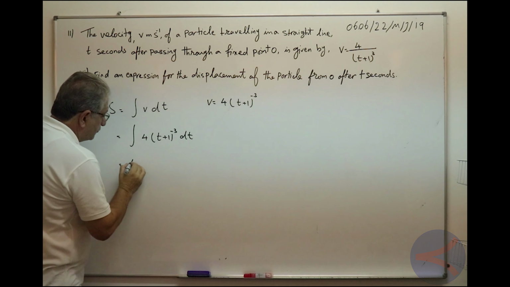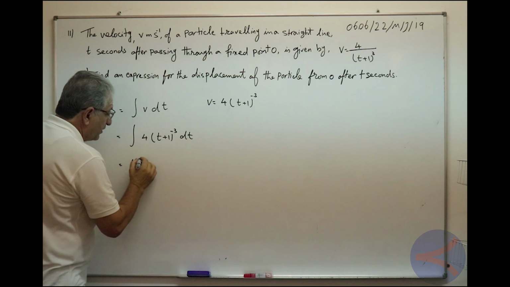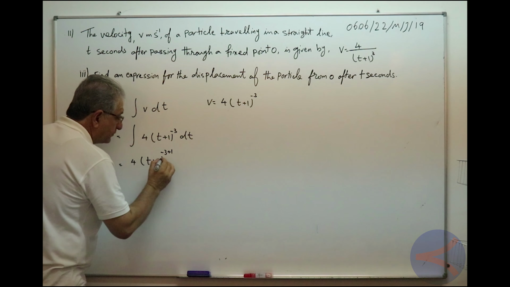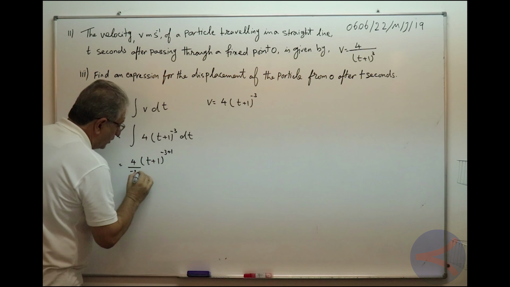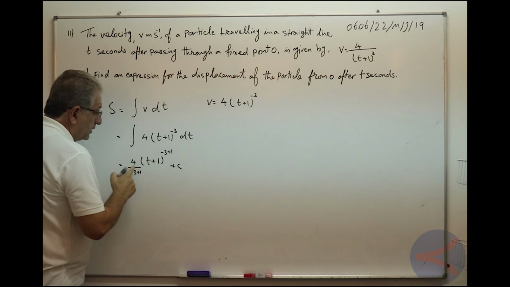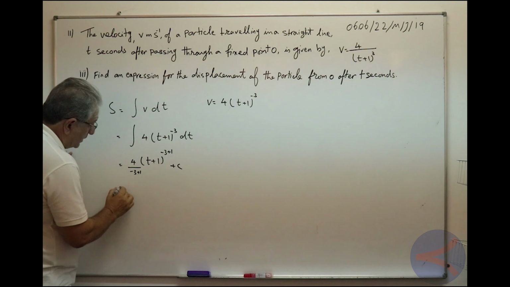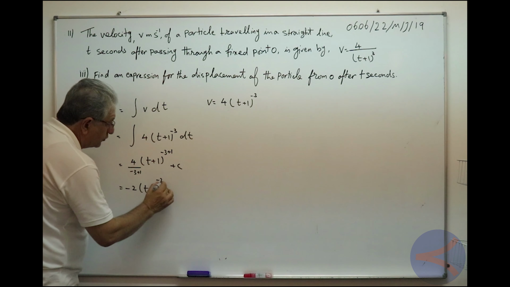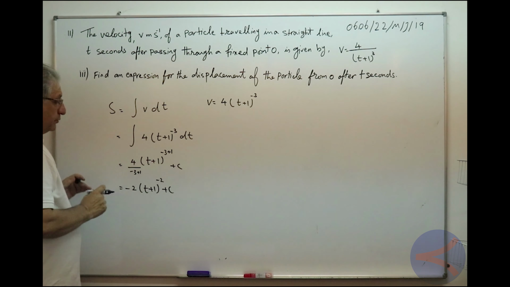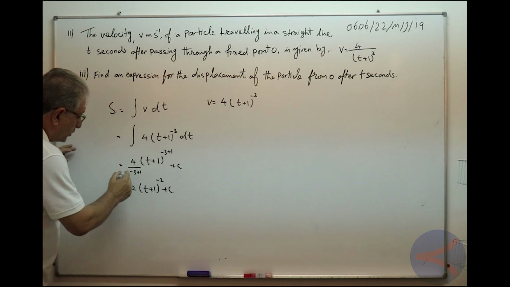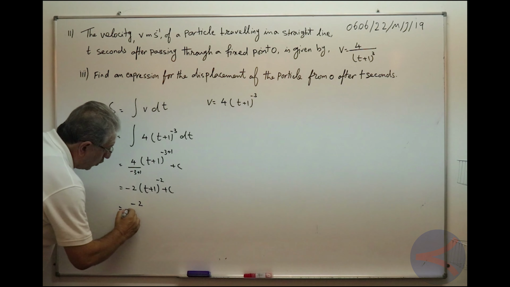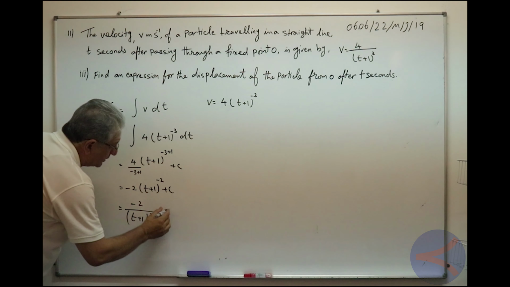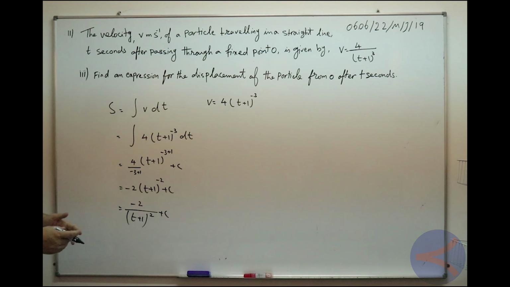Now, 4 is a constant, you have to write it. This will be (t plus 1) to the power of negative 3 plus 1, divided by negative 3 plus 1, plus c. Therefore, this is negative 2. Therefore, this is negative 2 times (t plus 1) to the power of negative 2, plus c. Now, if you like, you can write this as minus 2 over (t plus 1) to the power of 2, plus c. It doesn't matter, you can leave it like that also, these two are exactly the same.